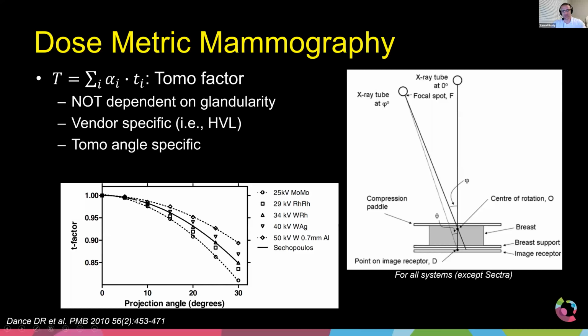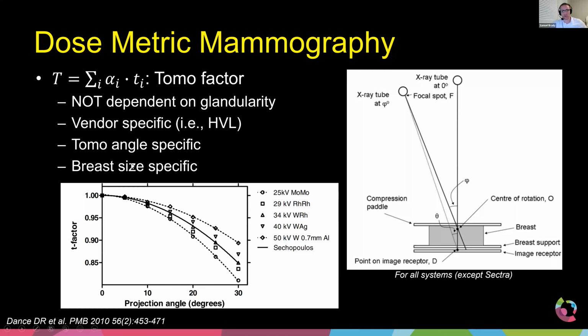You can see here by this curve, it's also dependent on tomo angle. Some systems may only do 15 degree sweeps. Some may do a full 30 degree sweep. And you can see how this factor changes as a function of angle. So as the tomo sweeps over, this theta may be smaller for some and larger for others.